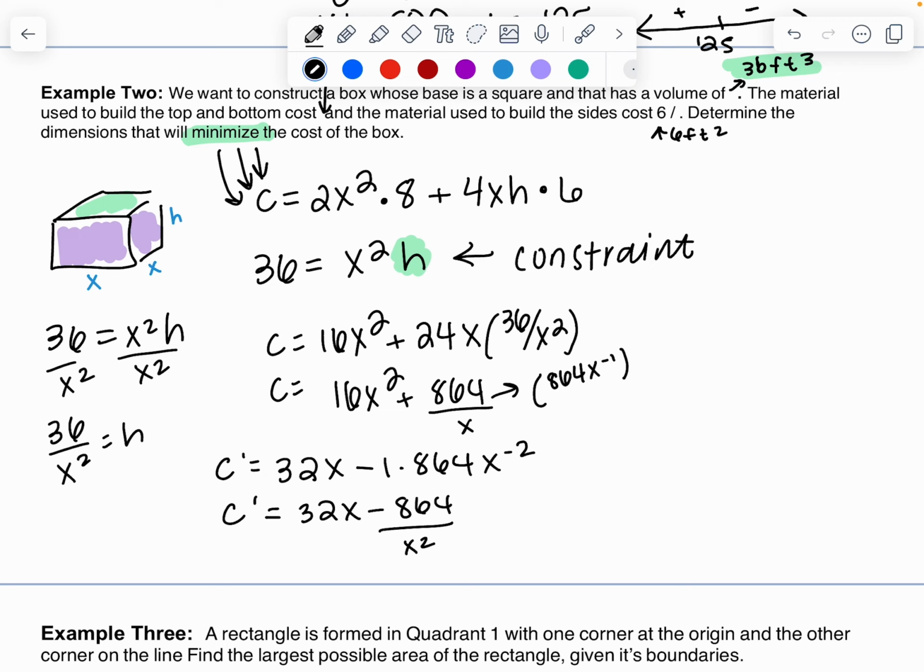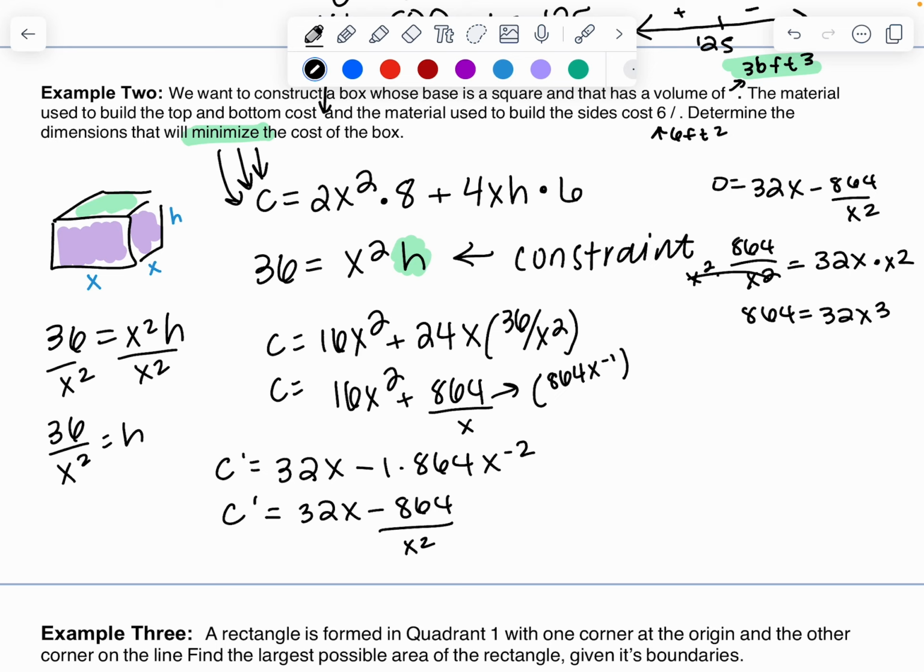I first have to start by finding the critical points. I'm going to set this equation equal to 0, because the critical points are where it equals 0. I'm going to add 864 divided by x squared on both sides to make it positive. I need to get this x squared off the denominator, so I'm going to multiply both sides by x squared. I'll get 864 equals 32x cubed.